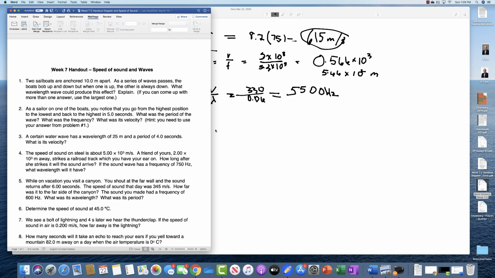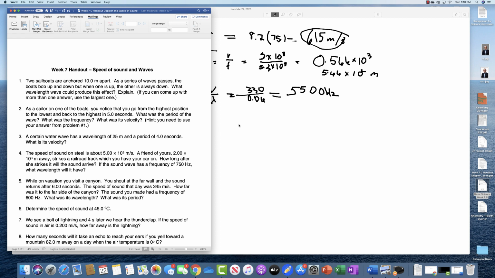The first problem states that two sailboats are anchored 10 meters apart. As a series of waves passes, the boats bob up and down. When one is up, the other is down. What is the wavelength that would produce this effect? Explain. If you can come up with more than one answer, use the largest one.